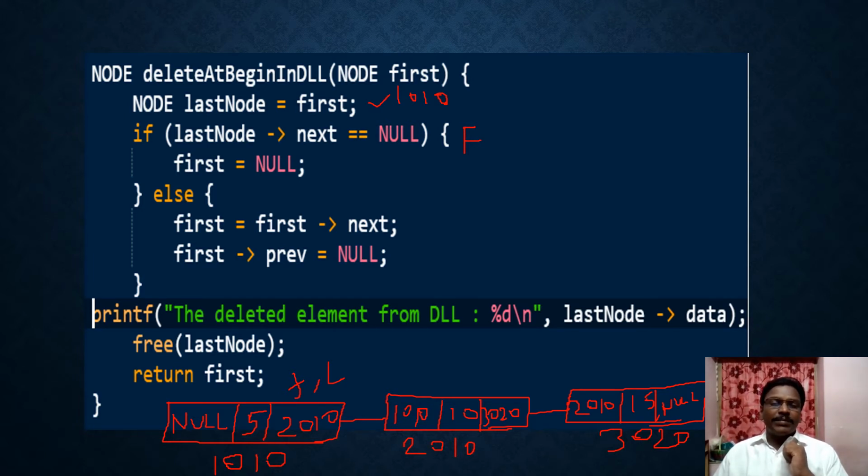Then first equal to first next. It means that presently first is representing 1010. After the statement execution, first equal to first next, and the first next is representing 2010. Now this is the first. Then first previous equal to null. At present the first is representing 2010. After the statement execution, the present 1010 is replaced with null.